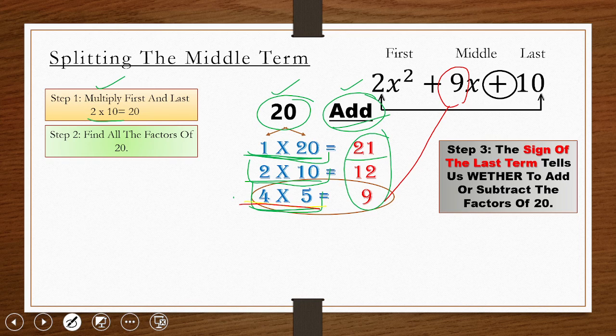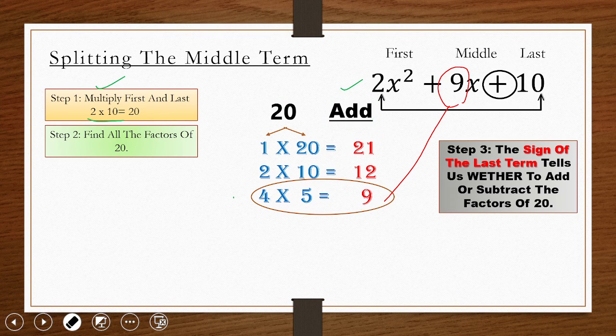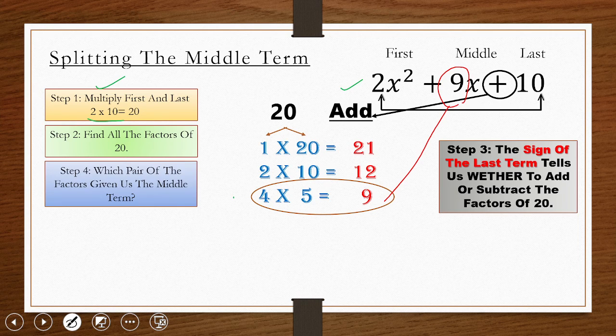So this term we can take, okay? We can take this term. Now, we have to add. So we will take this term. This term is correct for which pair of factors gives us the middle term, the pair of 20. We have made the factors of 20, and a pair of 20 which multiplies to 20 gives us 9 when we add it.